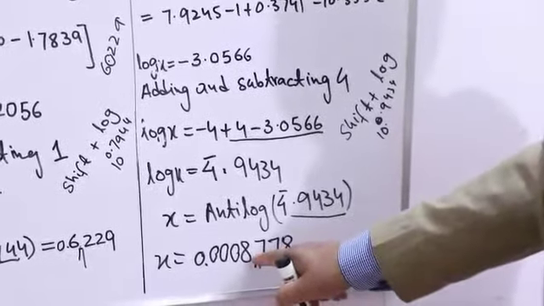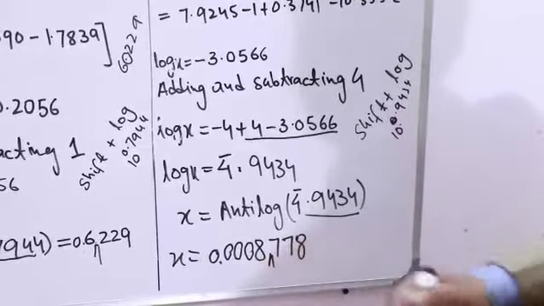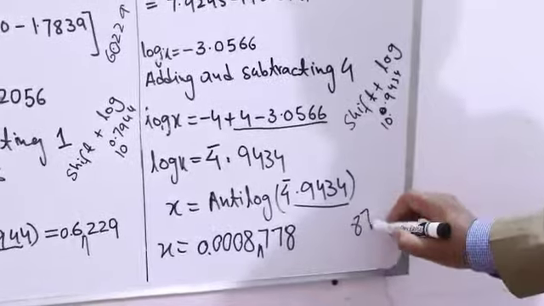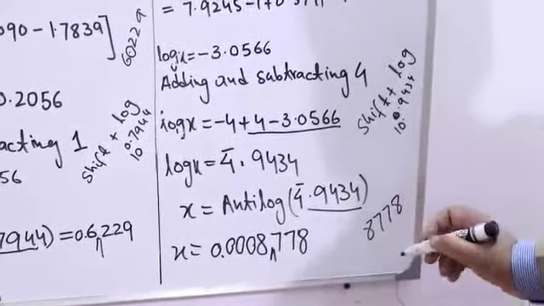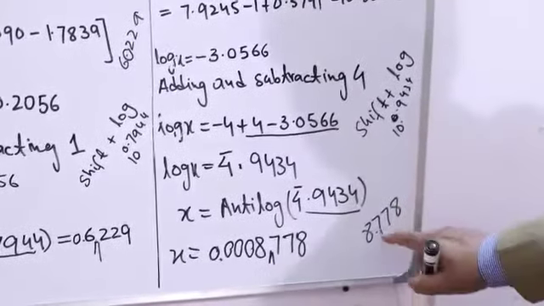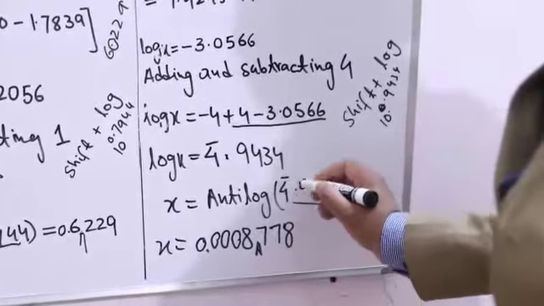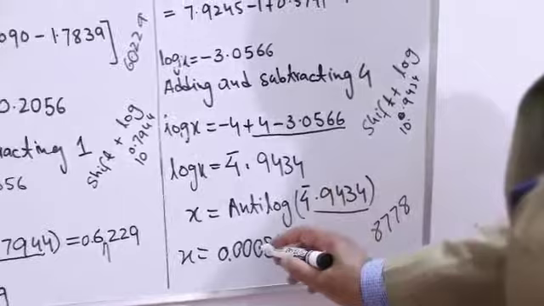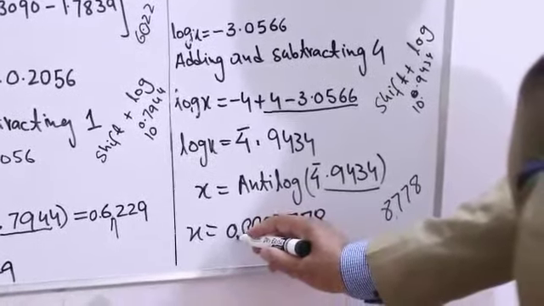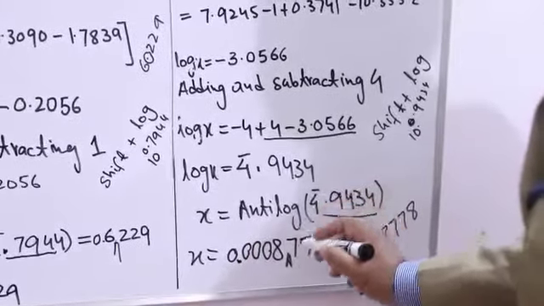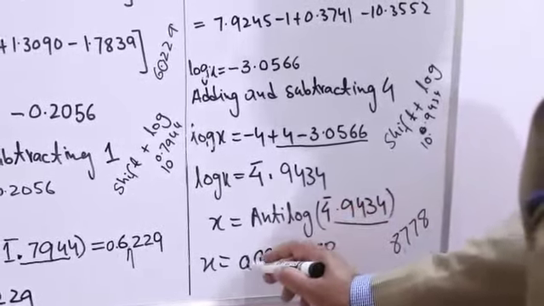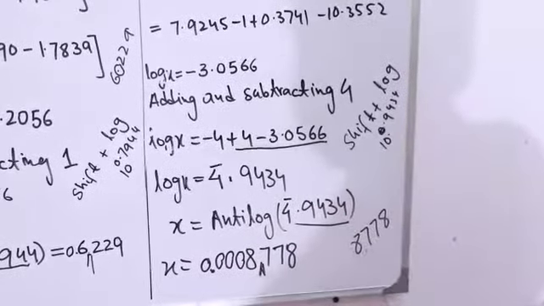You will find 8.778 with the decimal point here. You have to ignore this decimal point. So the reference position will be here. This is minus 4, so we add 3 zeros and our decimal point will be here. Since this is minus 4, our decimal point will be on the left side.